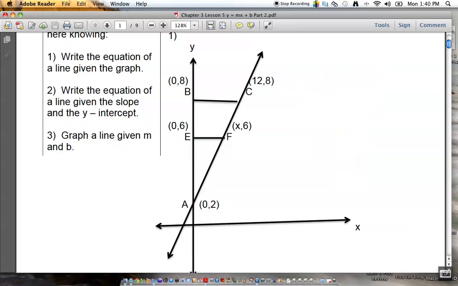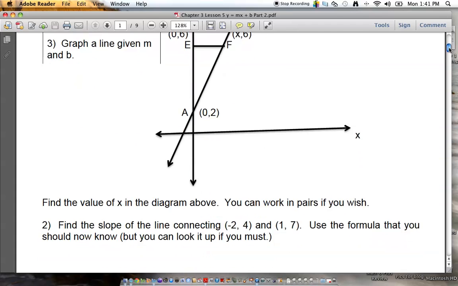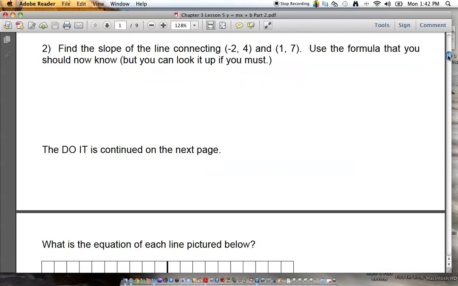Now, next, find the slope of the line connecting -2, 4 and 1, 7. Before you begin this question, I want to remind you of this. M equals y sub 2 minus y sub 1 over x sub 2 minus x sub 1. Go ahead, do that.